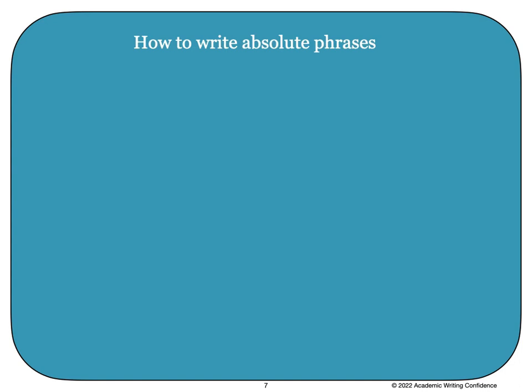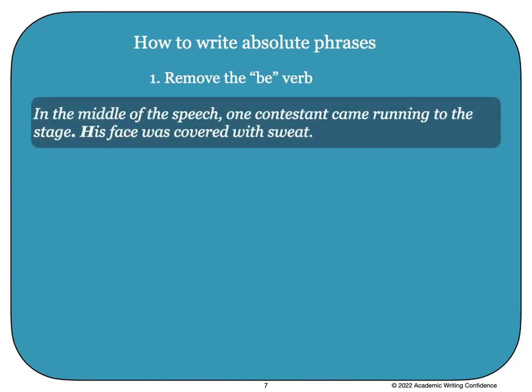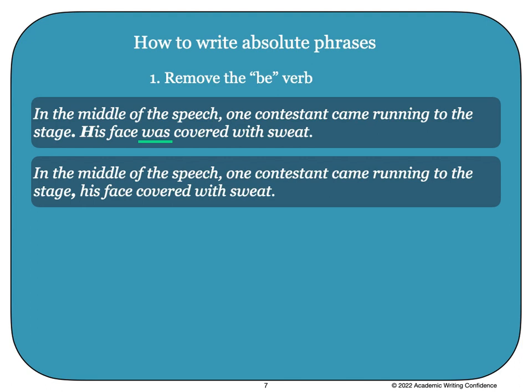So how do we write absolute phrases? One way to do this is to remove the be verb. In the middle of the speech, one contestant came running to the stage. His face was covered with sweat. To combine these two sentences, we would need to remove the be verb, the word was. It would then look like this. In the middle of the speech, one contestant came running to the stage, his face covered with sweat. You can see that we've included a comma before the absolute phrase.